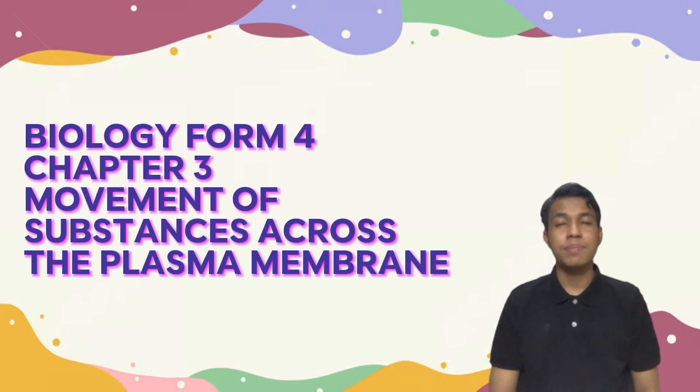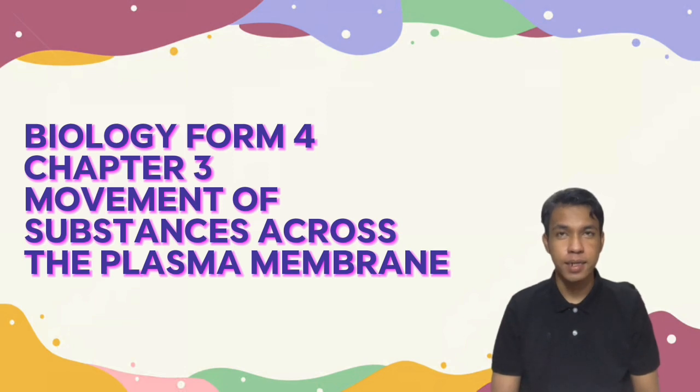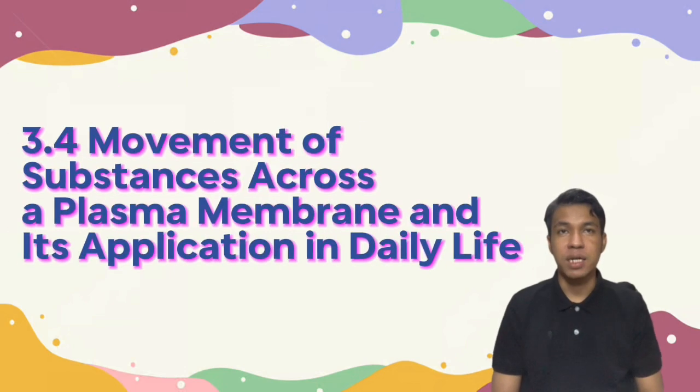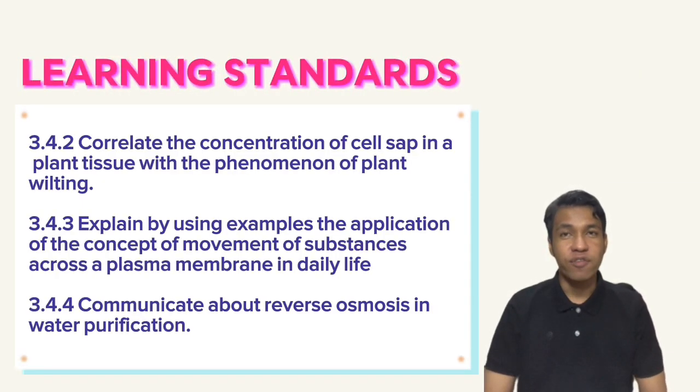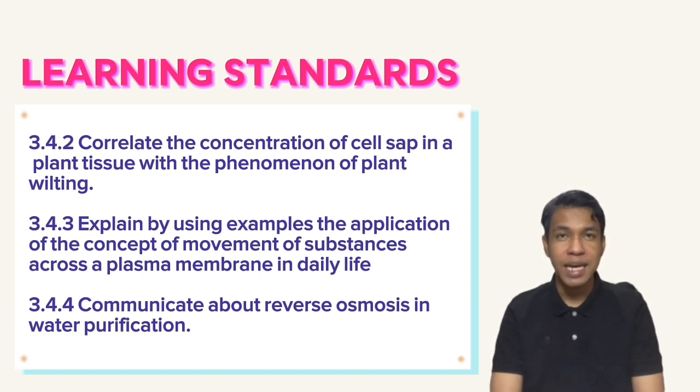This video is about Biology Form 4 Chapter 3, which is Movement of Substances Across the Plasma Membrane. In this video, I will explain Subtopic 3.4, which is Movement of Substances Across a Plasma Membrane and its application in daily life. For the learning standard, at the end of the lesson, students should be able to correlate the concentration of cell sap in a plant tissue with the phenomenon of plant wilting.